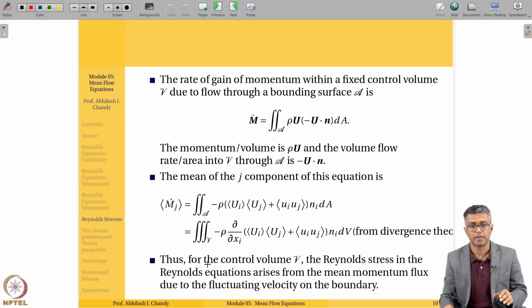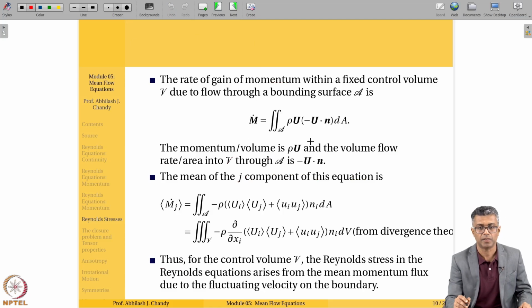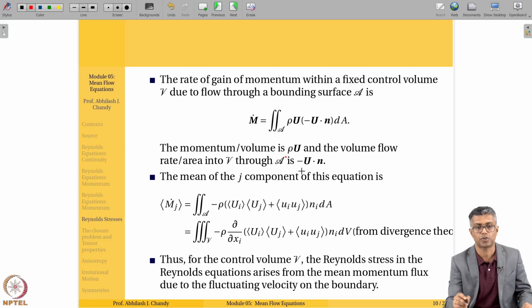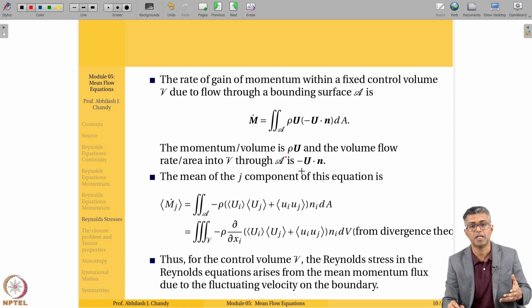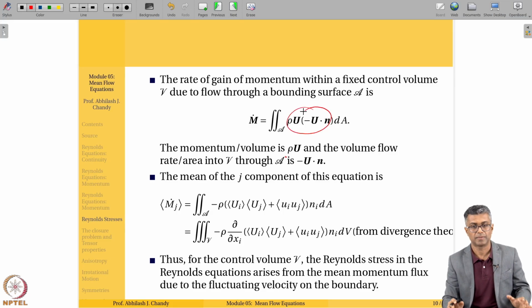Now, going further, let's say we want to evaluate the rate of gain of momentum within a fixed control volume. So the rate of gain of momentum can be written like this. Using a control volume analysis, you can just write it as rho u times minus u dot n dA. And keep in mind, the momentum per unit volume is rho u, and the volume flow rate is minus u dot n. Now, if I take the mean of that, this is essentially the ui uj component.